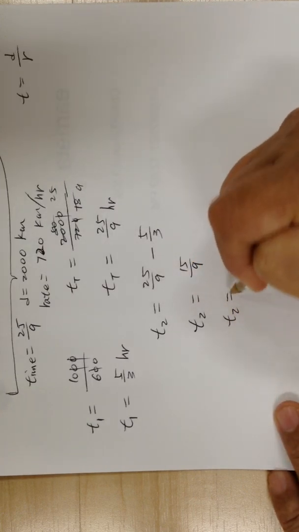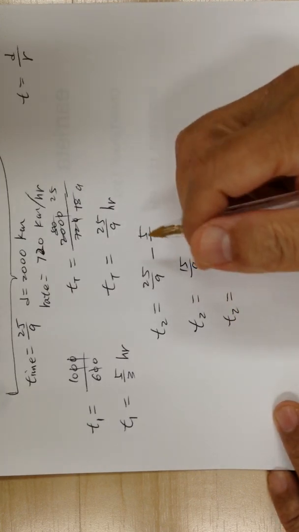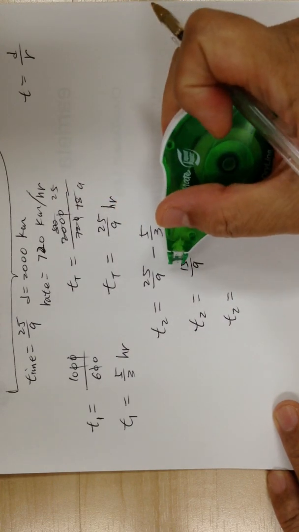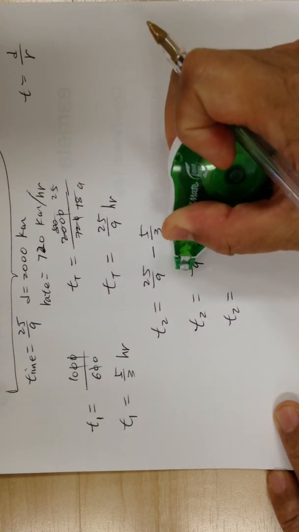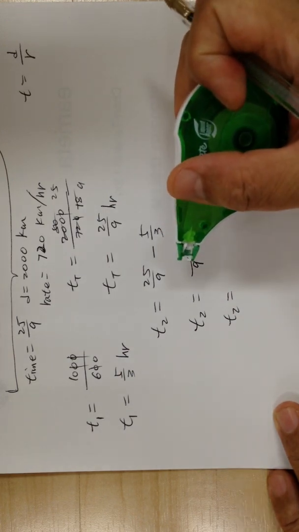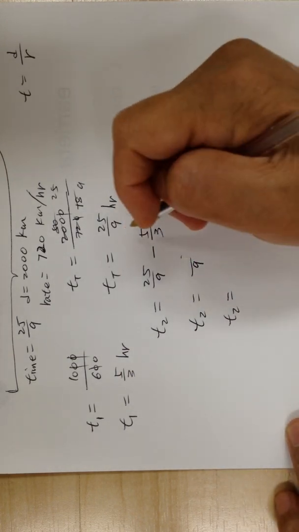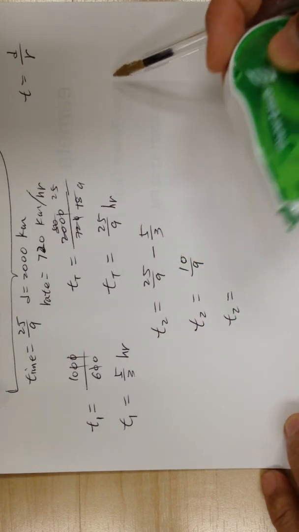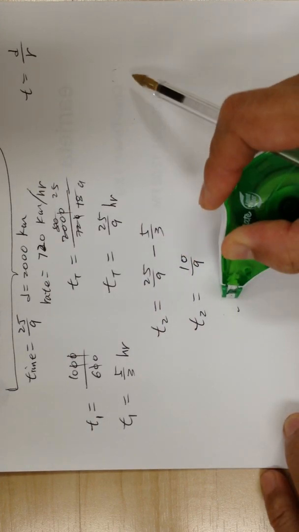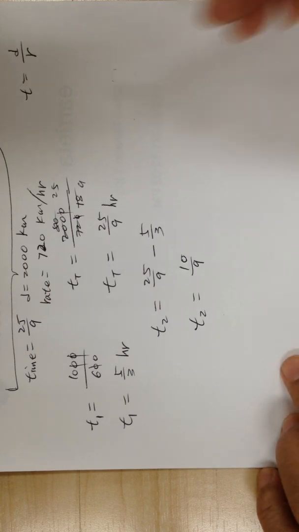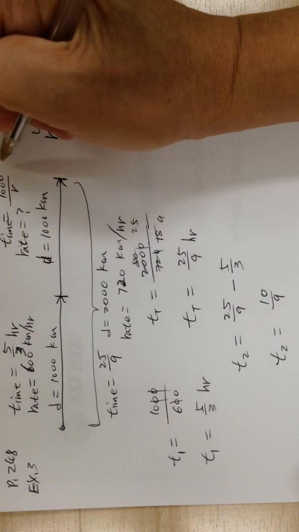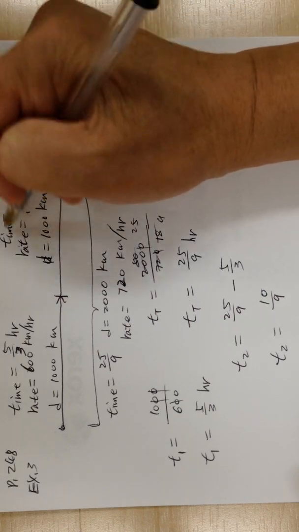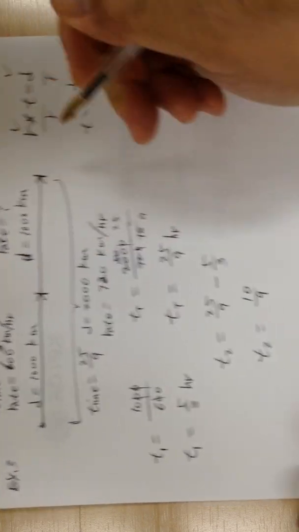So T2 will equal, no, this is 10. Let's see, 10 over 9. Okay, so T2 equals 10 over 9. So from here we can see that we don't need this one.